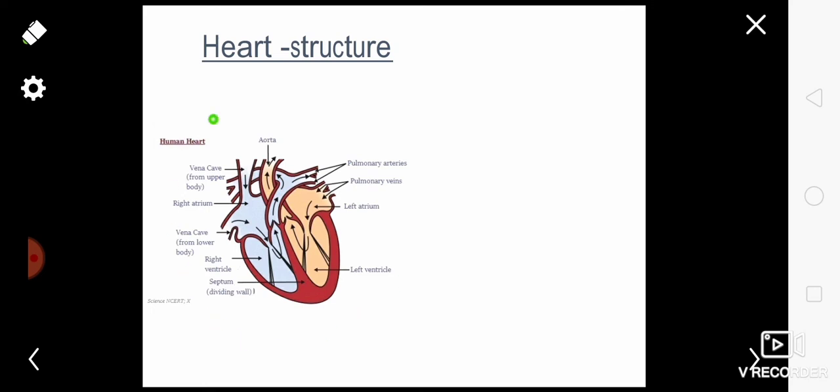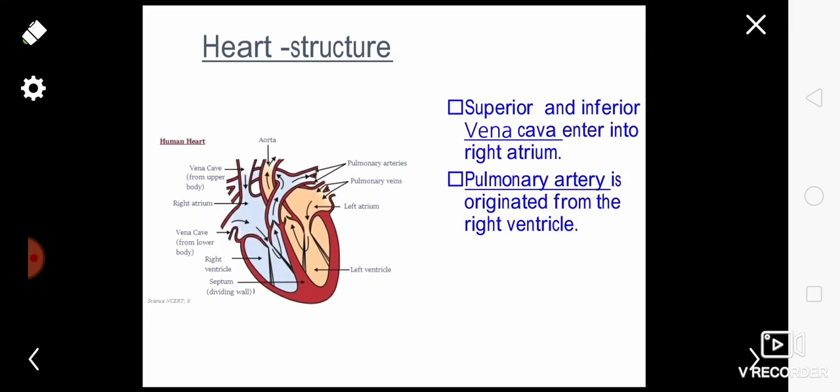You can see the diagram which is given in your textbook. This is the same diagram. In this diagram you can see two upper chambers, right atrium and left atrium, two lower chambers, right ventricle and left ventricle, and some blood vessels. We have to study those blood vessels regarding the structure. Superior and inferior vena cava enter into the right atrium. This is the right atrium, this is the superior vena cava or upper vena cava, and this is the inferior vena cava or lower vena cava.